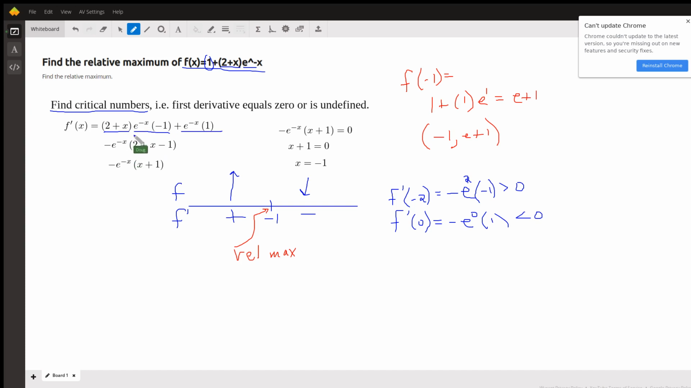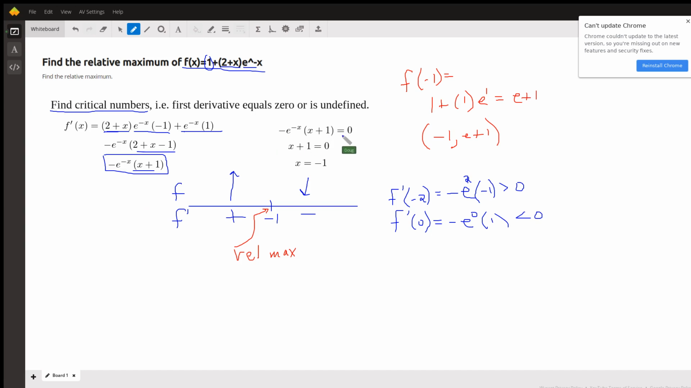That leaves 2 plus x from the first term and a minus 1 for the second term. And when I simplify inside the parentheses, I get an x plus 1. So we want to know, when does this expression equal 0? That's how you find the critical numbers.